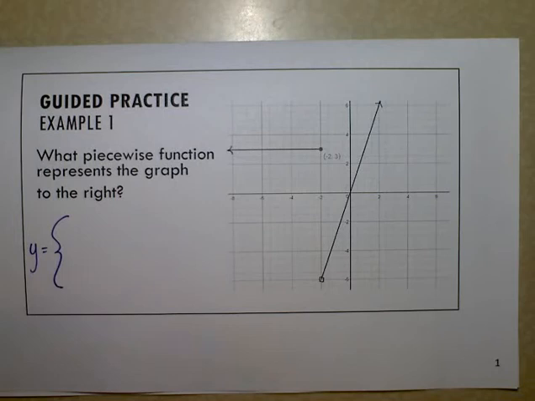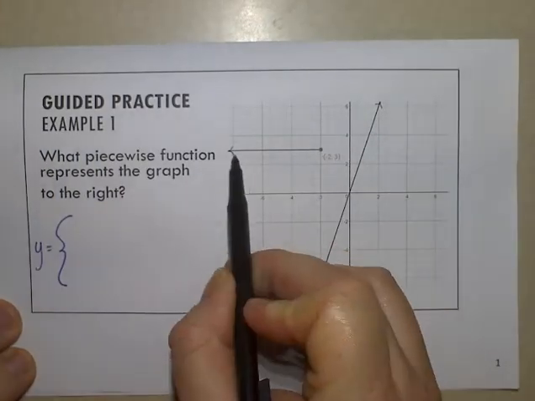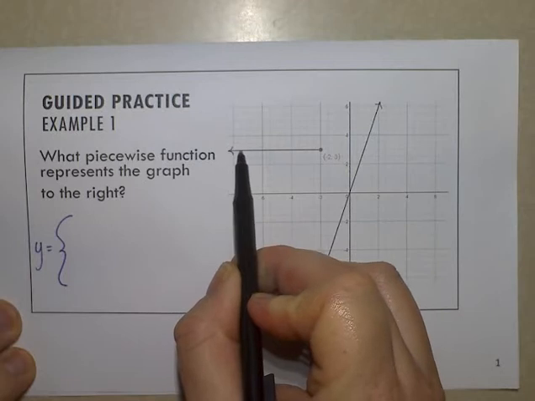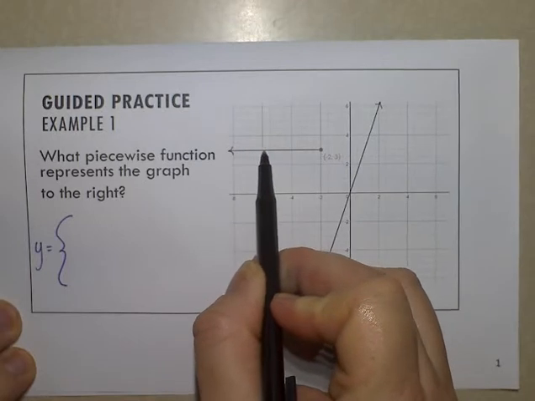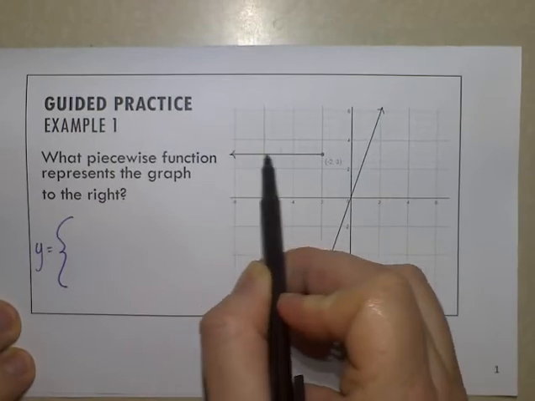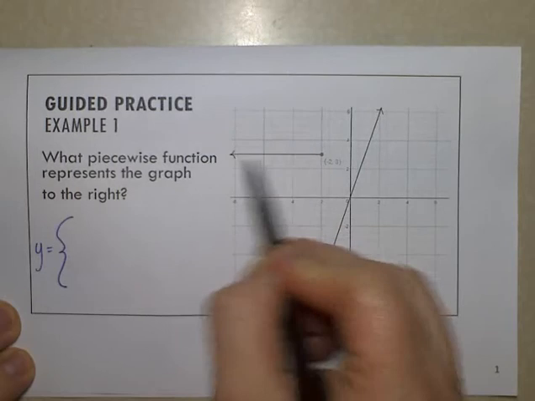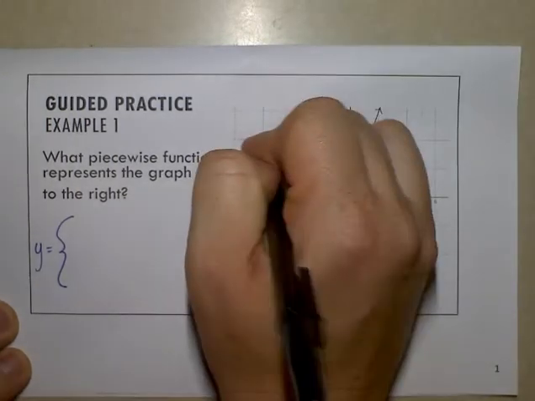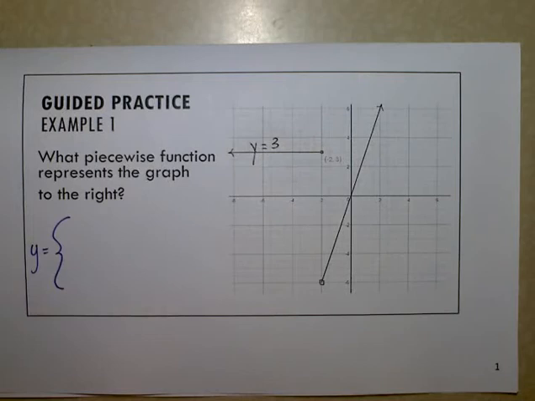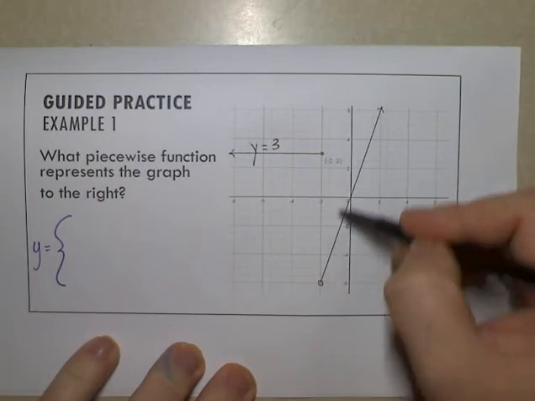Now this first one, I prefer to start on the left-hand side. This first one starts on the left, and it's a horizontal line. And if you've forgotten how to write the equation of a horizontal line, I can see it cuts through the y-axis at 3. That means this equation is y equals 3. And this equation down here is a straight linear line.